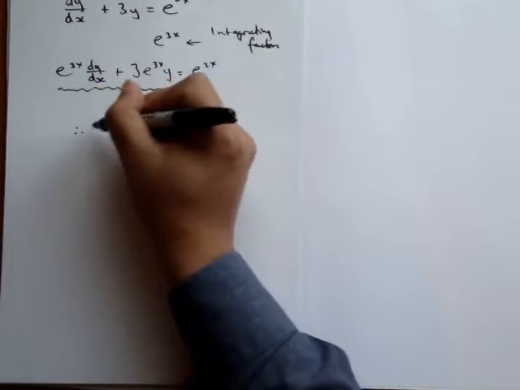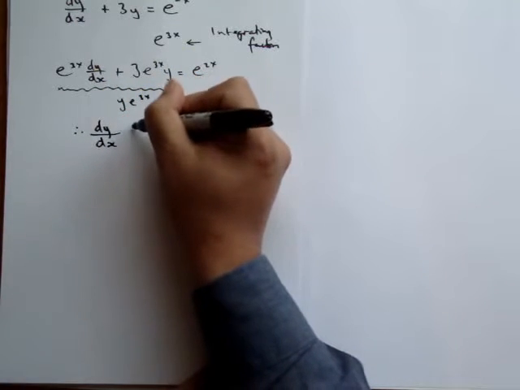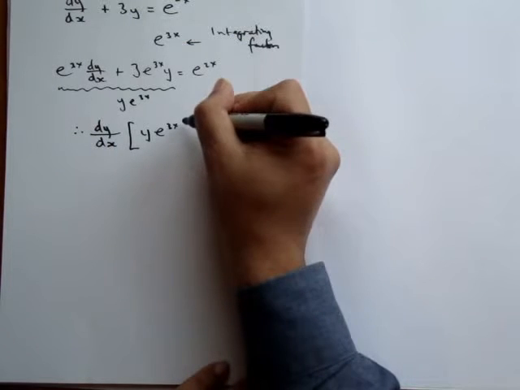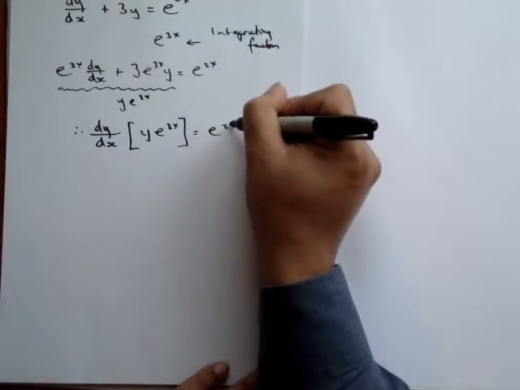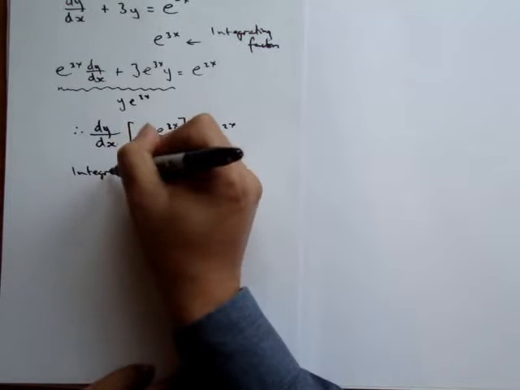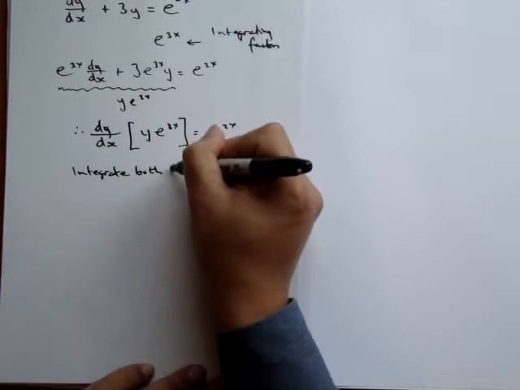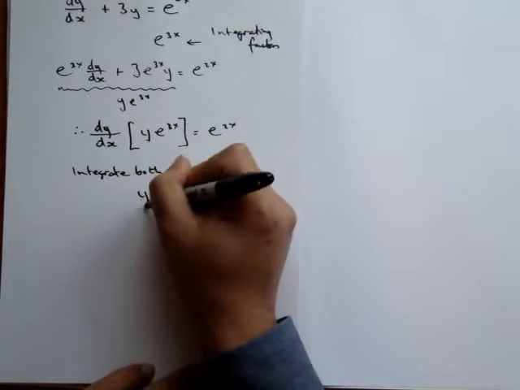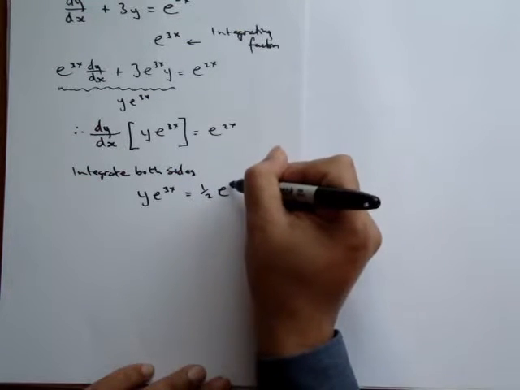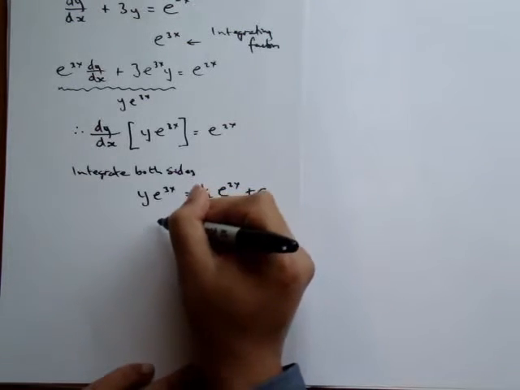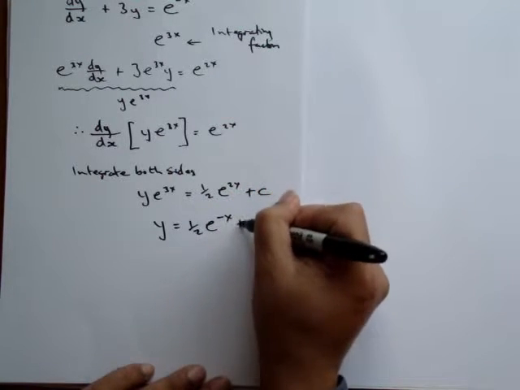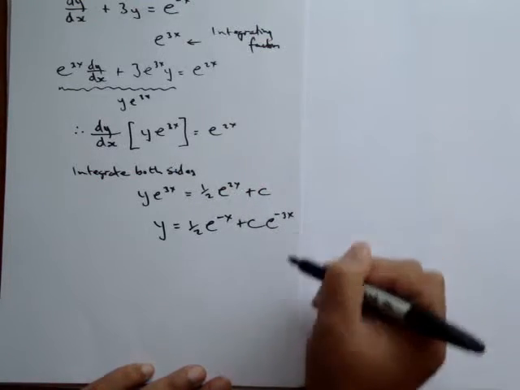So this then becomes d by dx of y e to the 3x equals e to the 2x. Then we integrate both sides. We get y e to the 3x equals a half e to the 2x plus c. So y equals a half e to the minus x plus c e to the minus 3x.